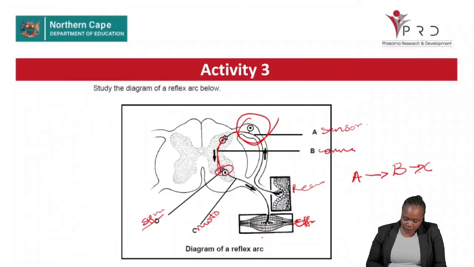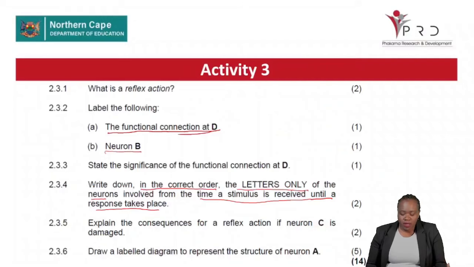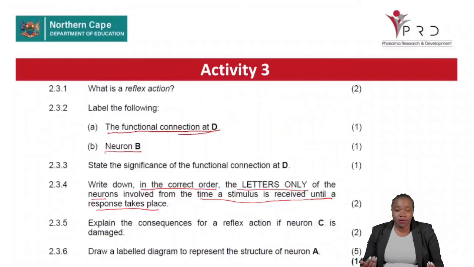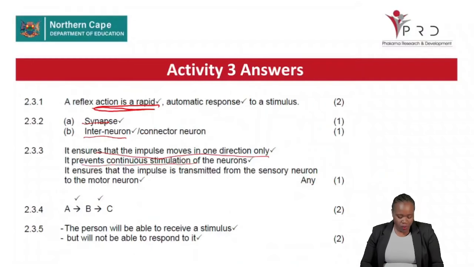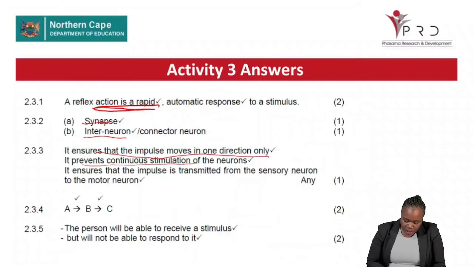Right. And then 2.3.5, explain the consequences for a reflex action if neuron C is damaged. What is neuron C? Again, it is the motor neuron. We know that if the motor neuron is damaged, the stimulus will be received. The person will be able to interpret what is happening. However, there will be no response. Right. So the person will be able to receive the stimulus, but they will not be able to respond.